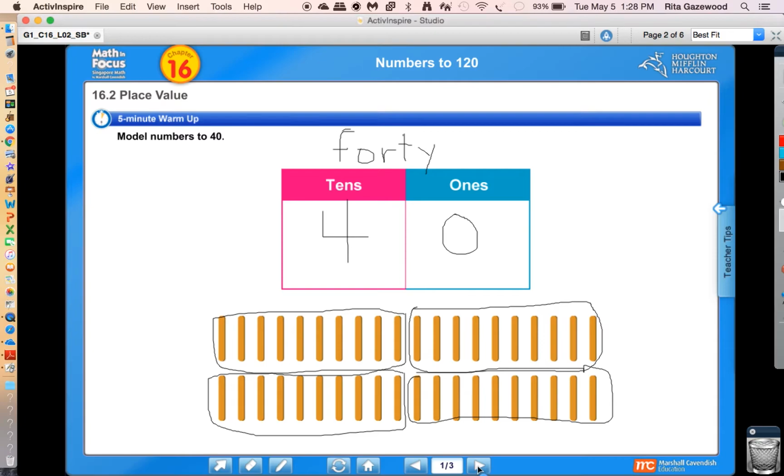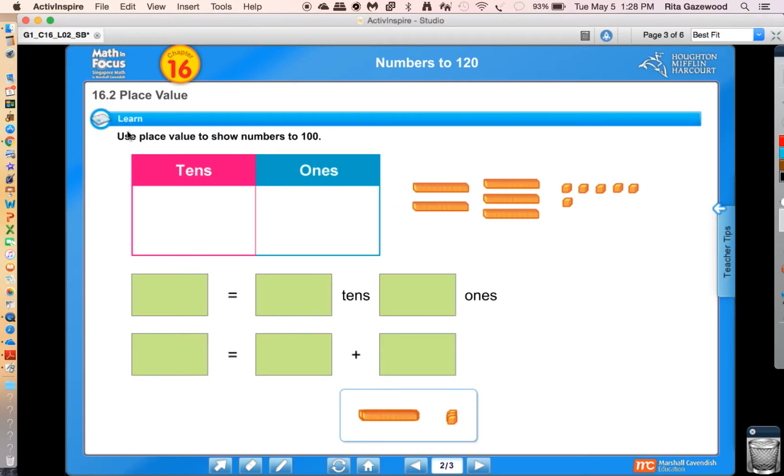Now we're going to move on to the next lesson. In this one, we're going to use place value to show numbers to 100. So what we're going to do is we're going to notice that over here they've used the base 10 blocks and the 1 blocks to demonstrate or model numbers. So we're going to count the 10s and the 1s, and we're going to record it or model it over here in the place value chart.